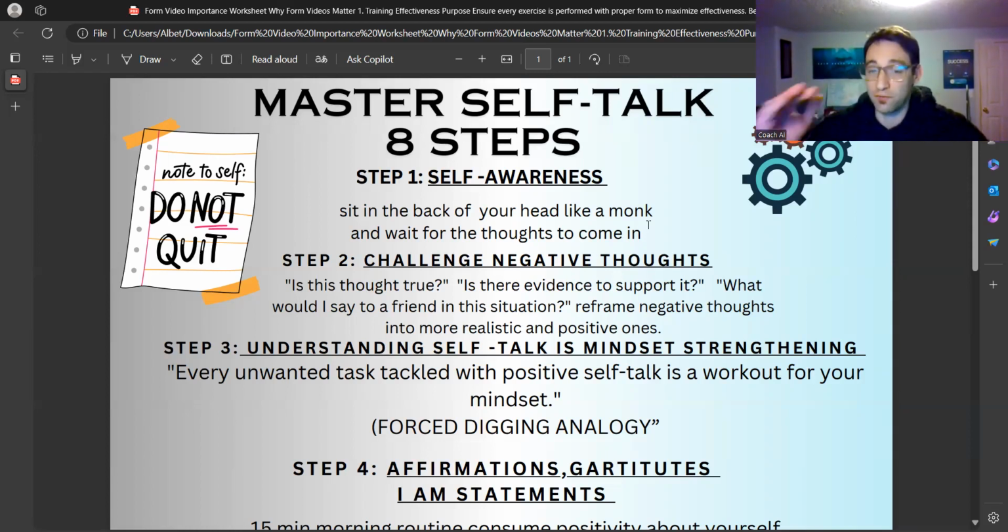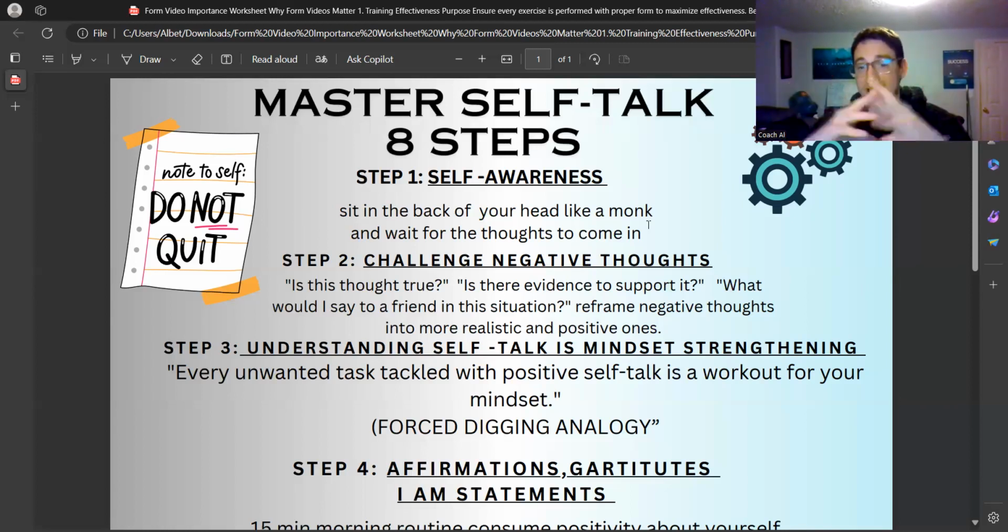So be very self-aware of your thoughts and start taking mental notes of understanding why they are negative, or understanding why they're positive, or just being more aware of what's going on in your head. And that first practice I want you to do, just sit in the back of your head like a monk, crisscross applesauce, and just wait for the thoughts to come in.